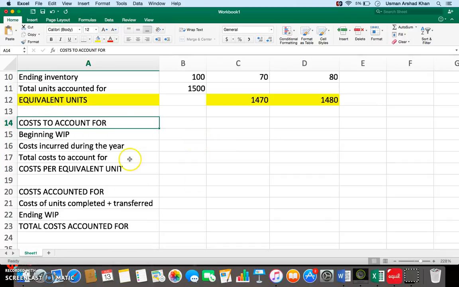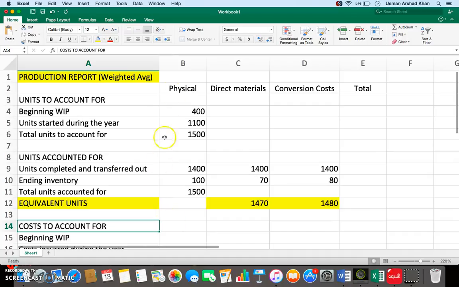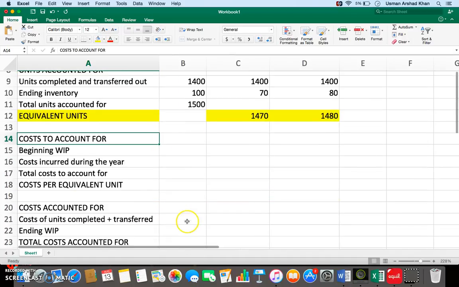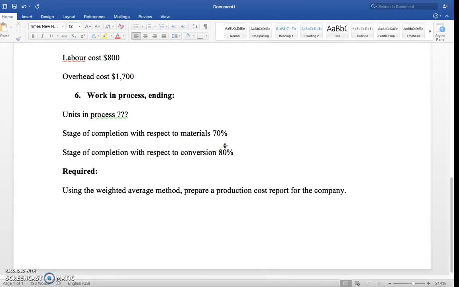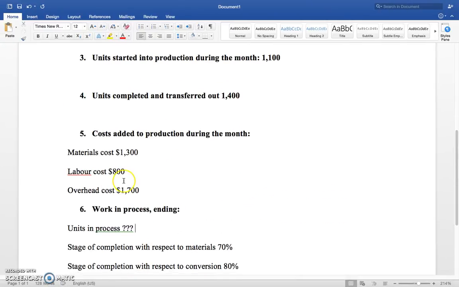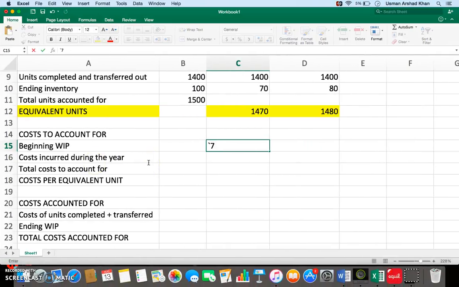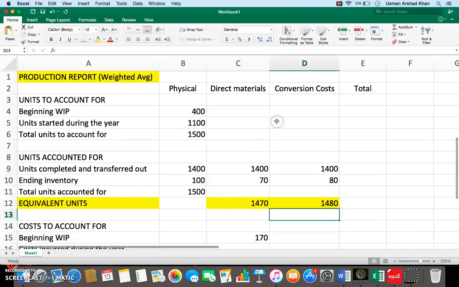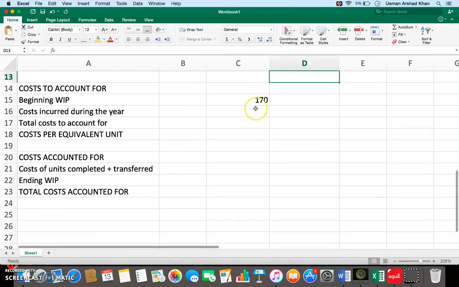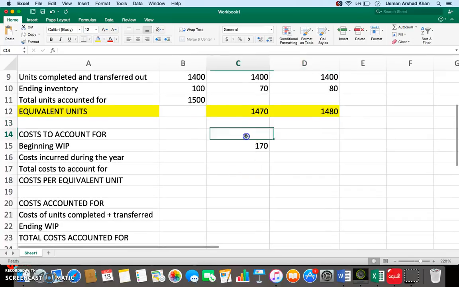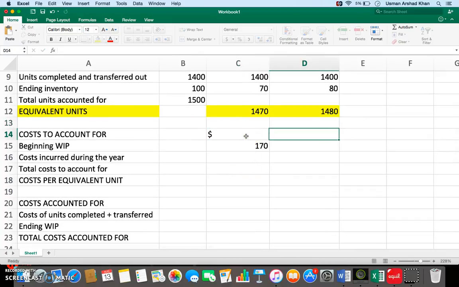So now we're into the cost section. We're not going to be using this column anymore because this is physical units. We're going to start off right here. So beginning work in process is going to be given to me. It's going to be right about here. Cost in the beginning inventory, 170, materials, so I'm going to write that down. Remember, guys, this is in dollars. This area was in units, and now we're working with dollars. So just a reminder. Actually, I'll just put it up here so nobody gets confused.